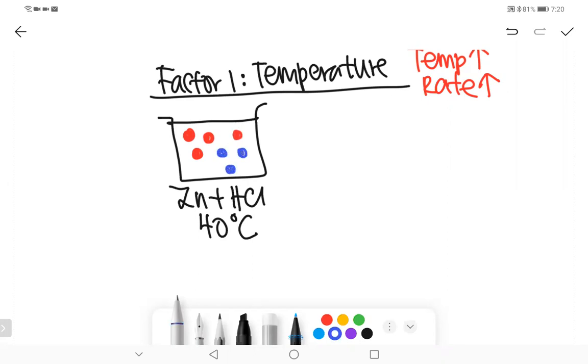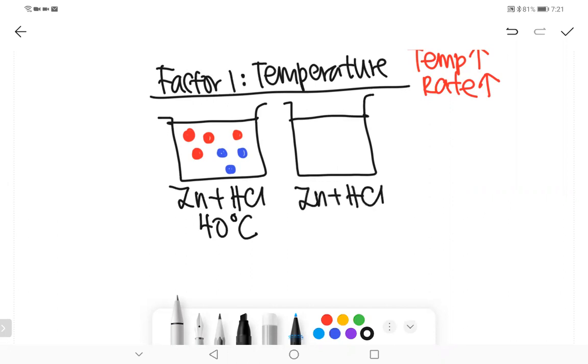So now, what we do is let's try to increase the temperature. We still use the zinc, we still use hydrochloric acid. The temperature, let's say I doubled it, 80. So inside we still have the zinc, still have the hydrochloric acid.